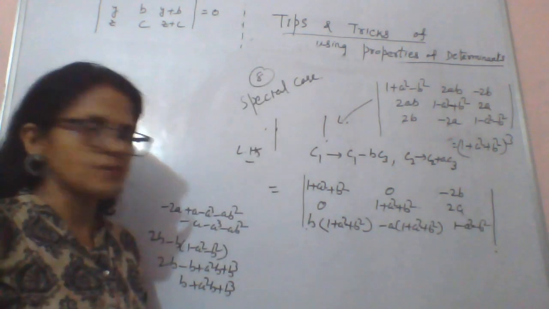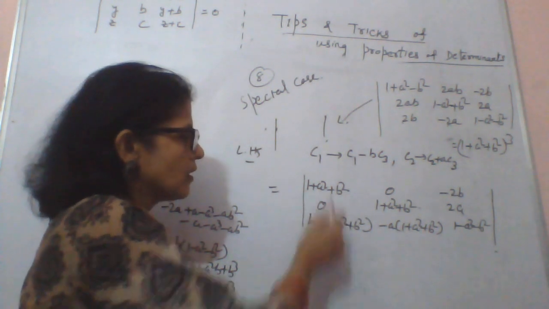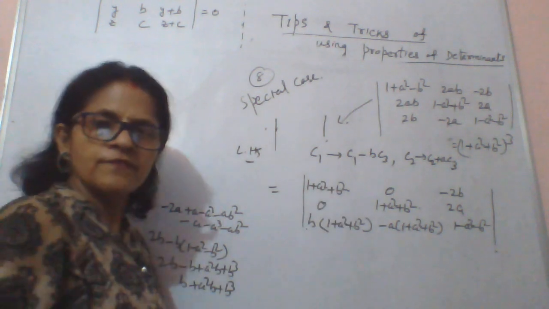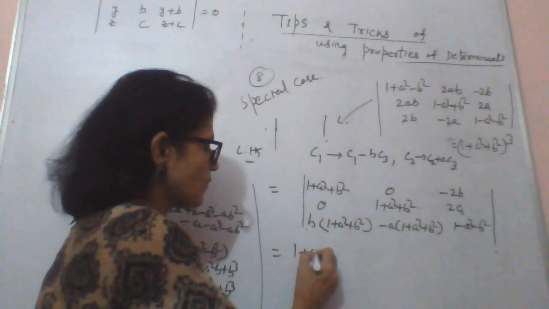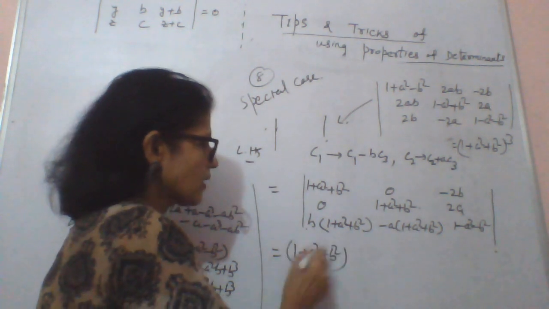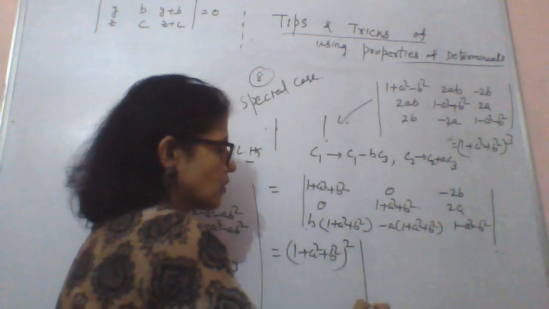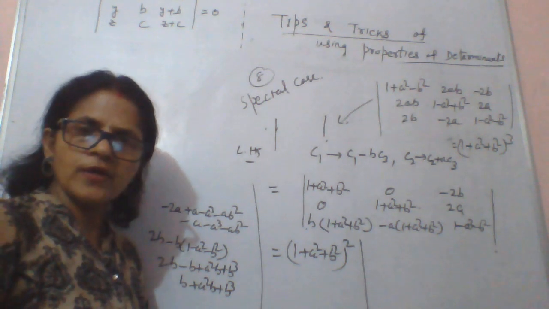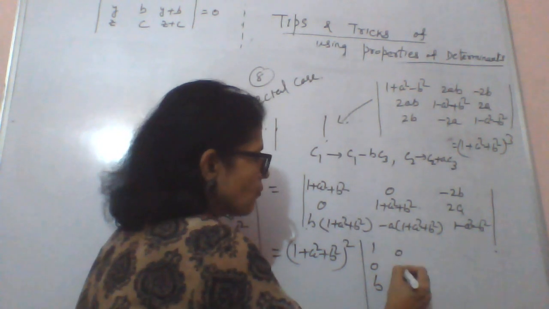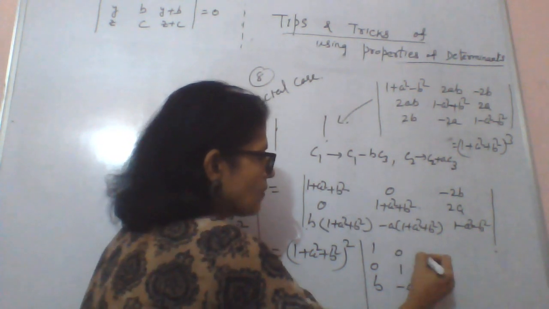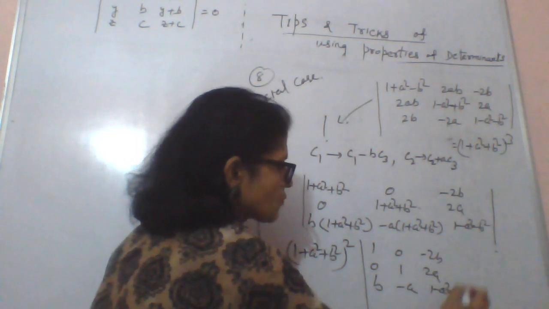Okay, so here if you observe, you are getting 1 plus A square plus B square common in the first column and also in the second column. So you can take 1 plus A square plus B square common from the first column and also from the second column. So you are taking 1 plus A square plus B square the whole square, with the determinant 1 0 B, 0 1 minus A, minus 2B 2A 1 minus A square minus B square.